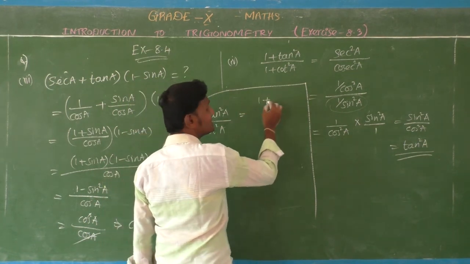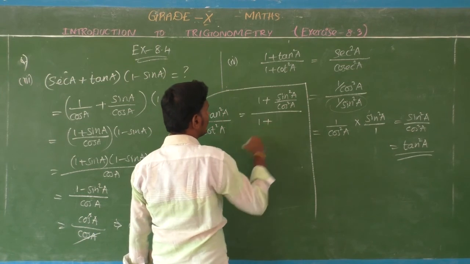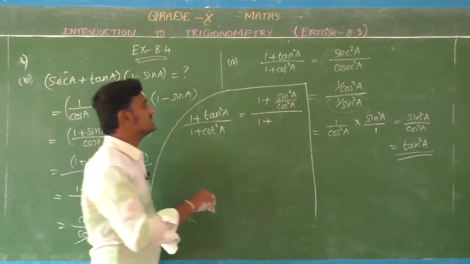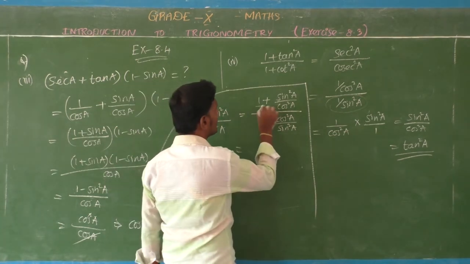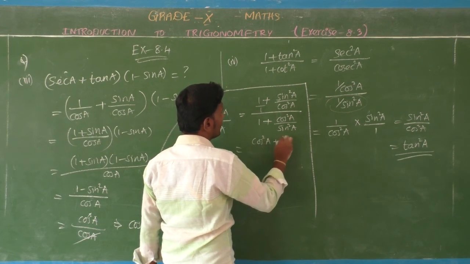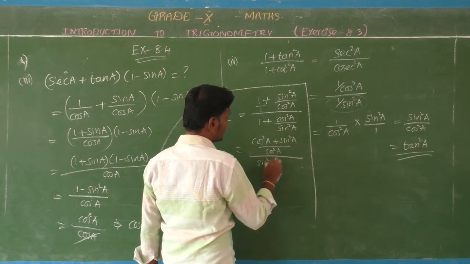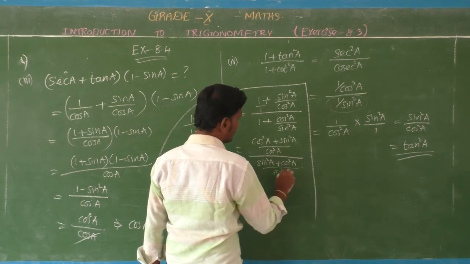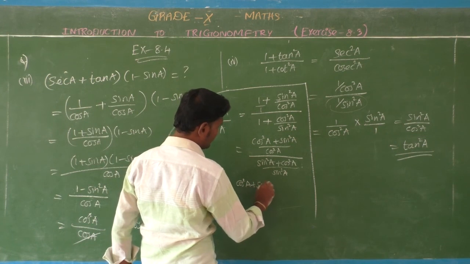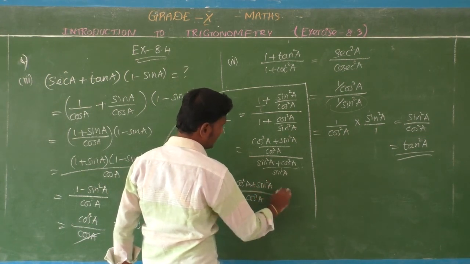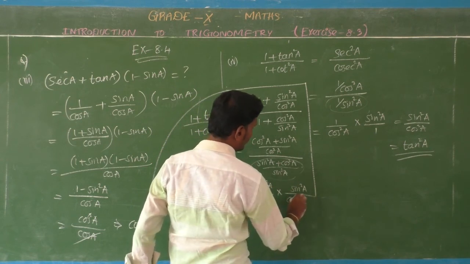Now I know tan A is sin A by cos A. So sin square A by cos square A whole divided by, here also cot A is the value of cos by sin, so cos square A by sin square A. Now I am going to take a cross multiplication: cos square A into 1, cos square A plus sin square A by cos square A, the whole divided by sin square A into 1, sin square A plus cos square A whole divided by sin square A. Now I am going to take the reciprocal of that, it becomes sin square A by sin square A by cos square A. I am going to take cos square A plus sin square A.